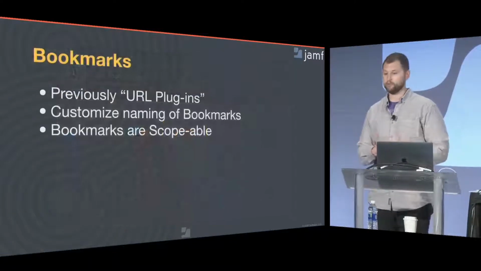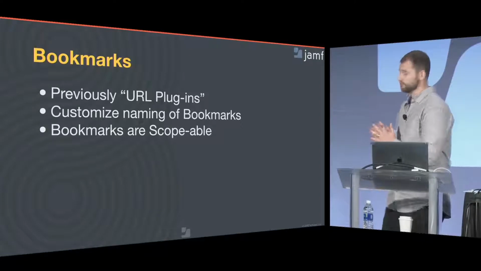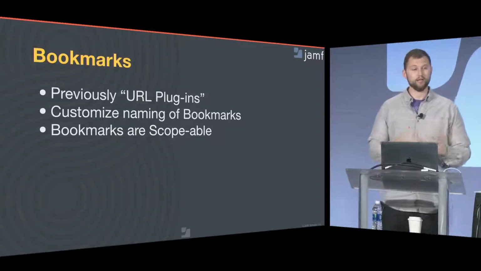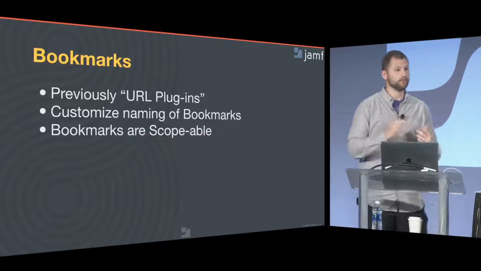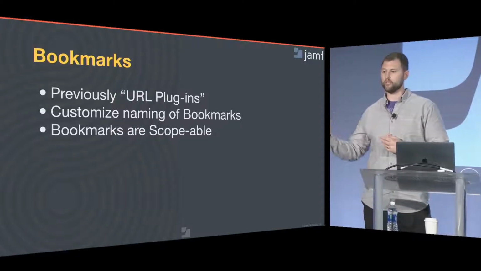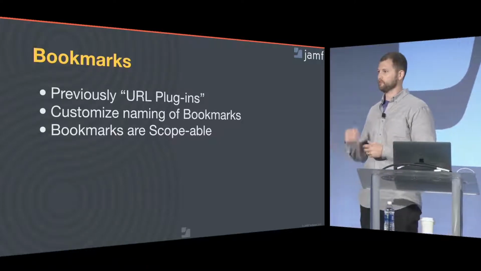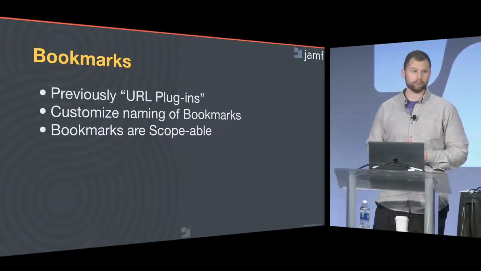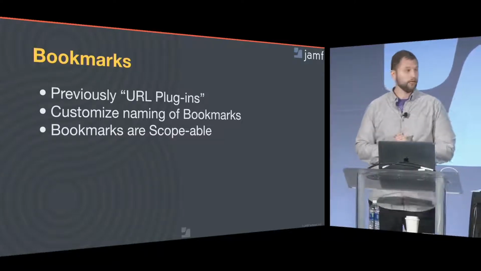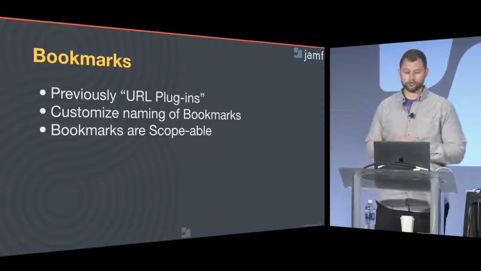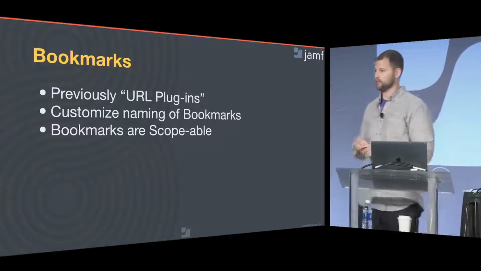Some other enhancements we made that I've mentioned before are with bookmarks. We changed the name from URL plugins, and we're using that. But the nice thing for the admin is that they can modify that name that is shown in self-service. So if bookmarks doesn't work for you, you could change it to websites, resources, or if you still like plugins, you can always switch it back. And also the third thing on there is you'll be able to scope bookmarks just the way you'd scope a policy.